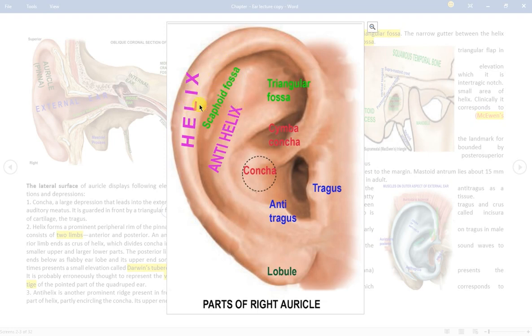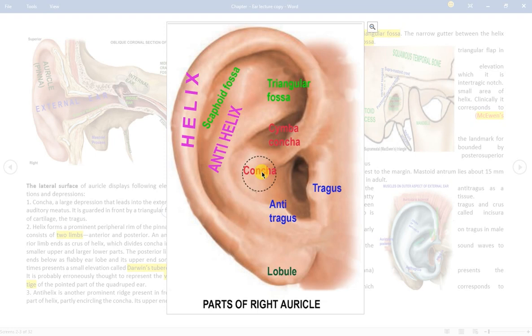Now this helix has two different limbs. This one is anterior limb and this one is posterior limb. Ideally they should be called lips, but they have used the term limb, so we will call it limbs. Anterior limb of helix, posterior limb of helix, anterior crus of antihelix, posterior crus of antihelix. Now in the center we have one depression and one elevation. So this elevation is known as concha, this depression is known as cymba concha.